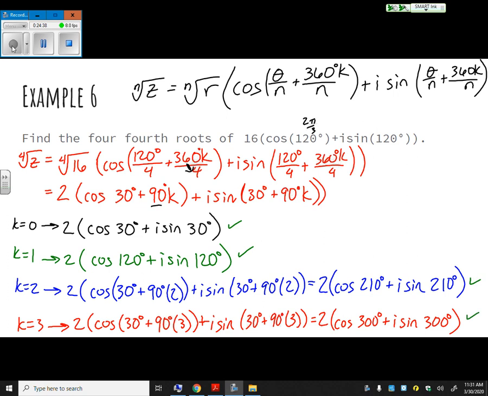And something I didn't mention earlier, notice that I stopped at k equals 3. I always stop 1 less than what my n is equal to. So I'm taking 4th roots right here. I do not go to k equals 4 in this case because that would end up cycling back around and should give me the same thing that I got right here, just a coterminal angle. And so 4 answers on this one.